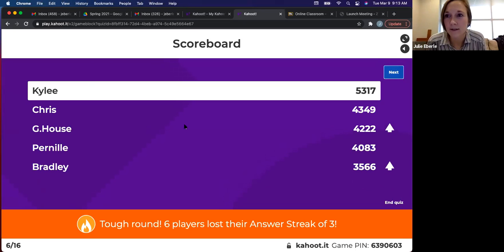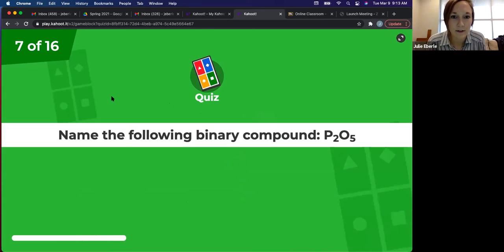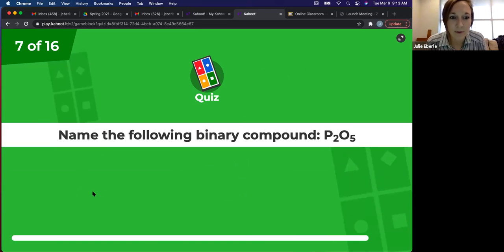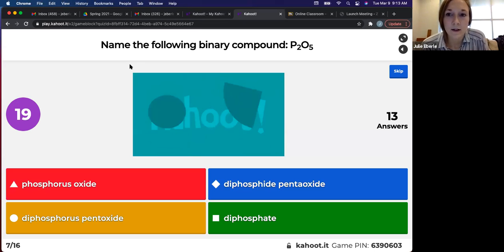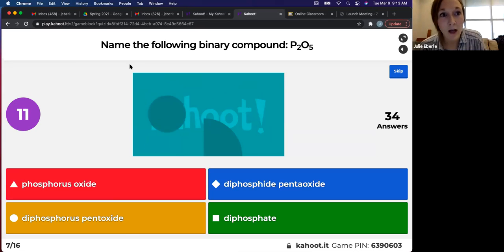Okay, next. We got 2 minutes left. Name the following binary compounds. So we're probably not going to get done. P2O5. This is where you had to use prefixes. So what's the prefix for 2? And what's the prefix for 5 on the oxygen? So it'll be something phosphorus, something oxide.